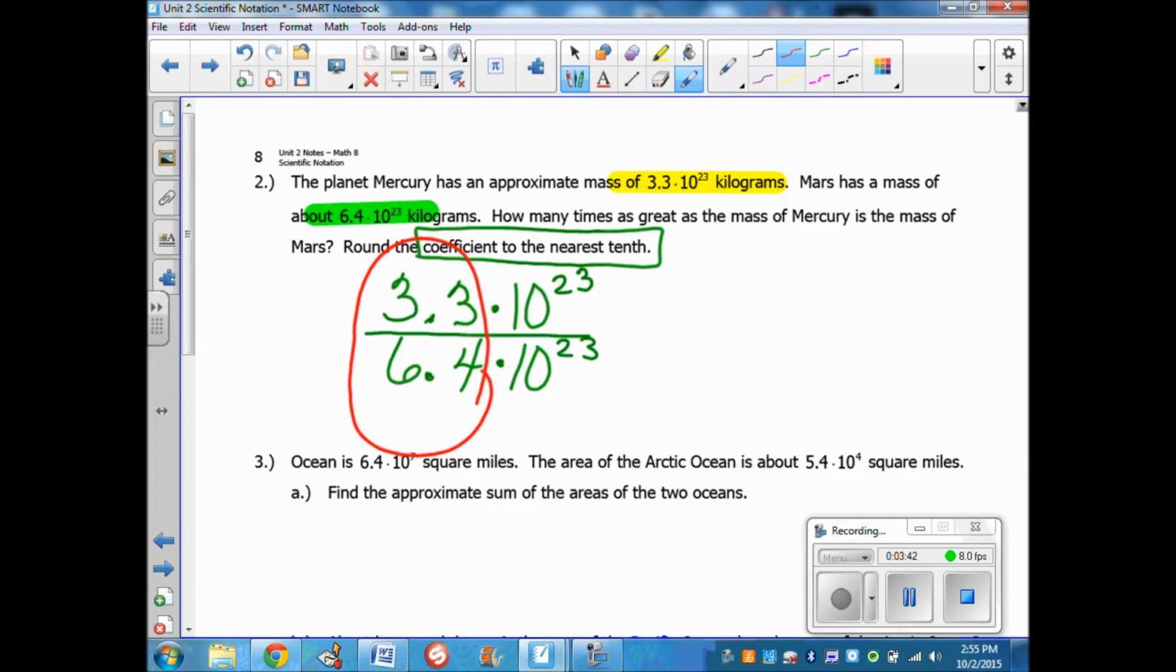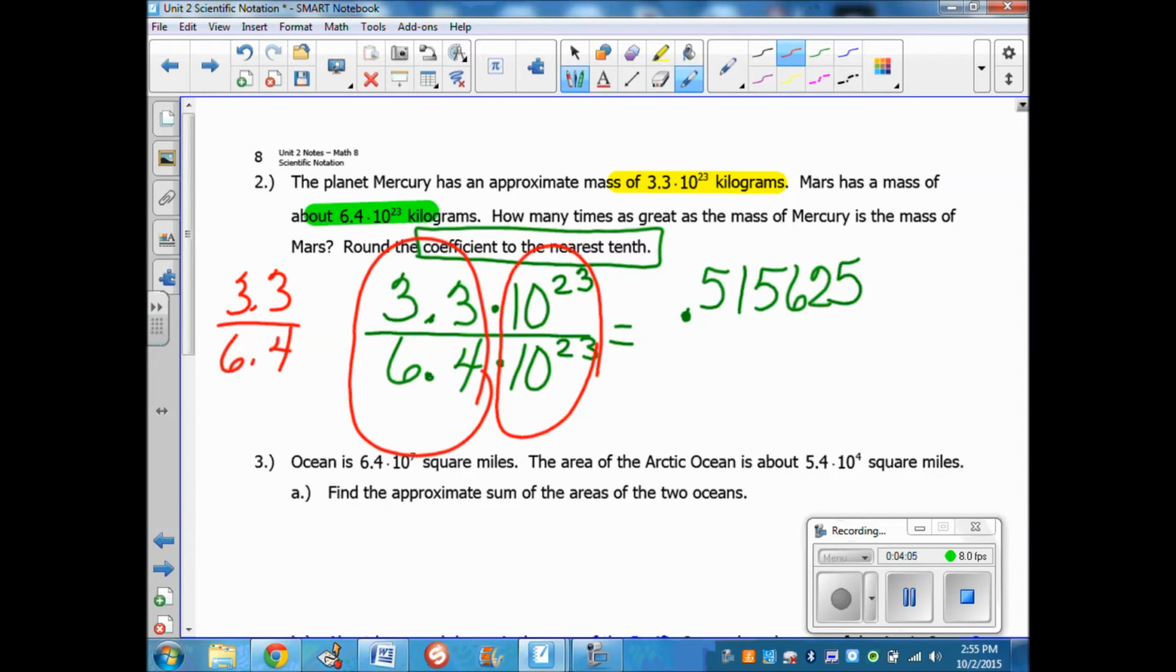Now from there, when we need to divide, we're going to divide our coefficients. So you're going to go to your calculator and do 3.3 divided by 6.4, and you should come up with 0.5152625, something pretty long, okay? And then let's do the same thing with our powers of 10. 10 to the 23rd divided by 10 to the 23rd, we subtract our exponents, so we end up with 10 to the 0 power.